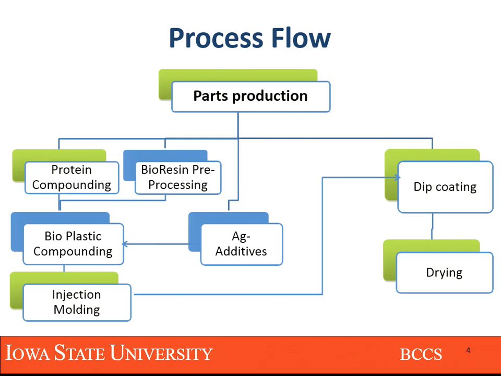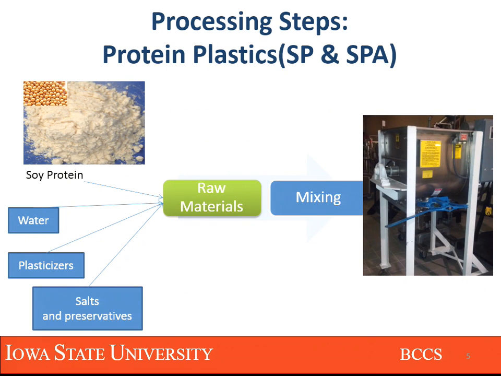Also, another side path was using ag additives. I just use that as a broad term, denoting the DDGs or the stover which was used. So all of those were brought together in a second or third stage bioplastic compounding. And once we got the resin, we injection molded them, which either went directly to trials or to dip coating and then further drying. So like I said, I'd be spending a little bit more time on protein plastic compounding.